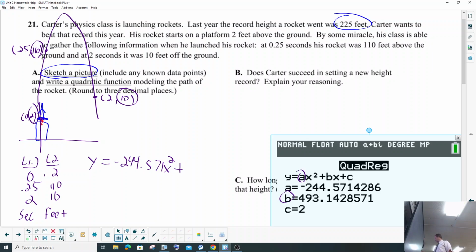Our b value is next, so plus 493.14. Remember, the 8 rounds the 2 up to a 3. And that's x. That's x, good. And then last but not least, plus 2, because that was our starting spot. Okay, beautiful. That's our c value at the end there. So we just wrote down our equation. Good.